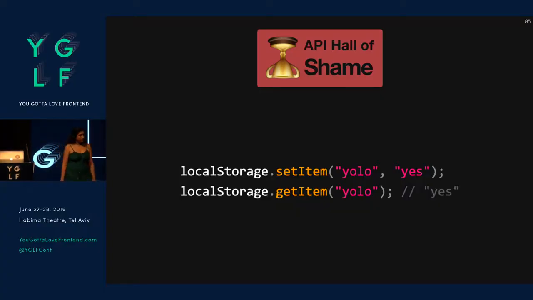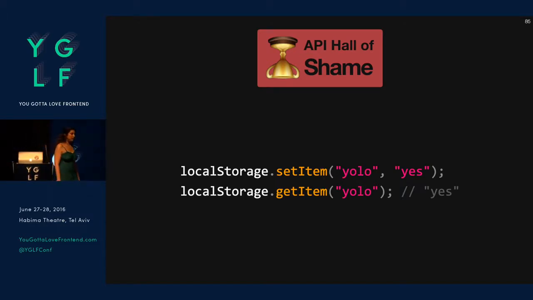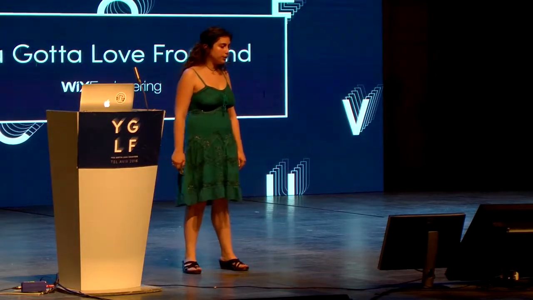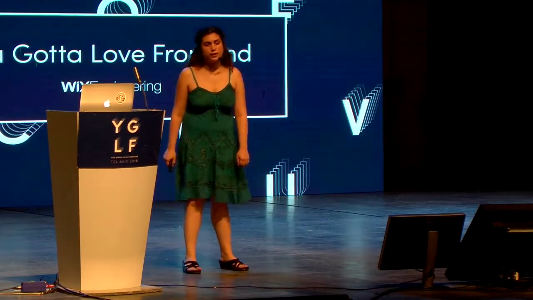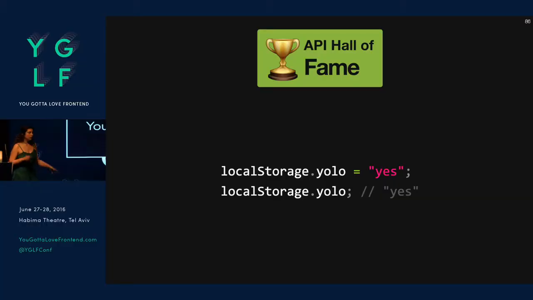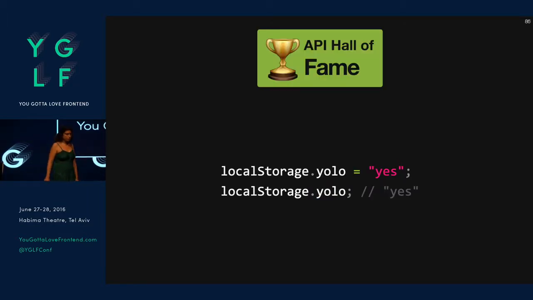Local storage is a curious case. It has a set item function and a get item function. And it lets you get and set arbitrary properties. But it also supports arbitrary properties right on the local storage object to get and set. So it's kind of both a Hall of Fame example and a Hall of Shame example, because this is more verbose and I have to do more work when I'm reading it. This is nice and short.